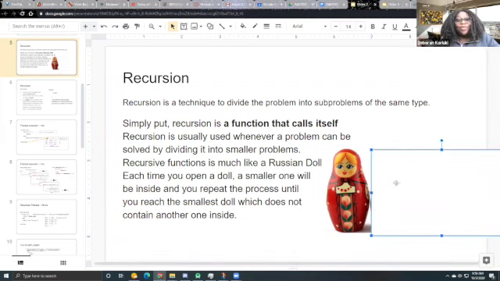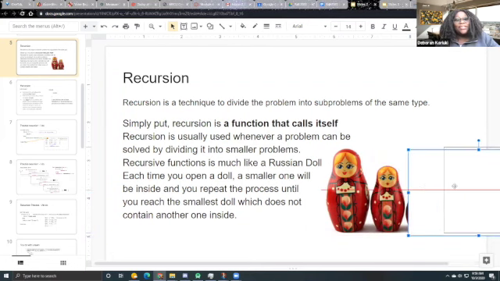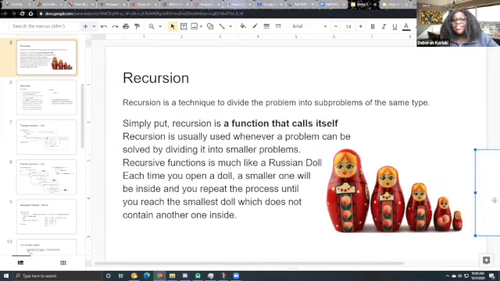Every time you open one, another smaller one appears inside, and you repeat the process until you reach the smallest, which does not contain one inside it, and that is your stop case. Sorry, we were trying to animate manually. All right, next slide.